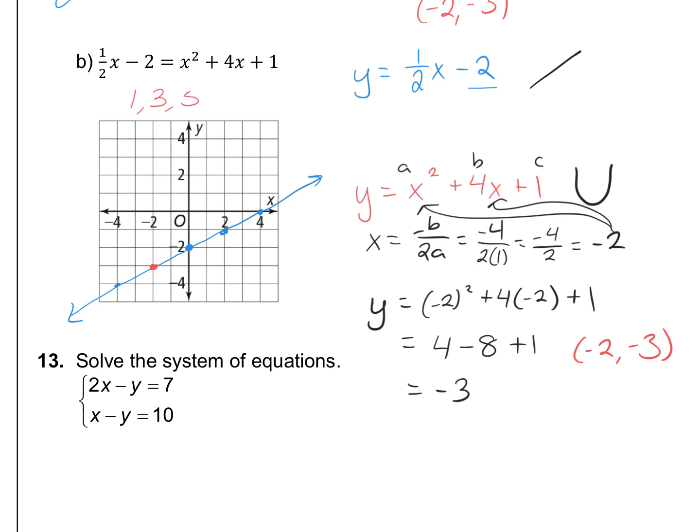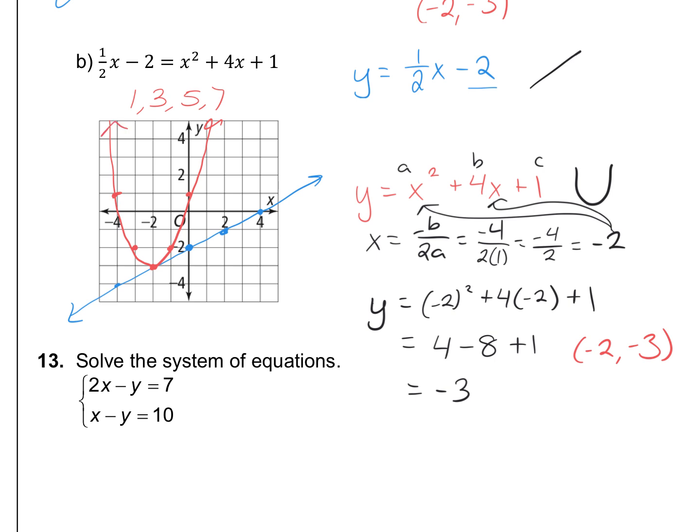Yep. 1, 3, 5, 7. So over 1, up 1; over 1, up 3; over 1, up 5. Yep. How do I get the other side? Same thing. Over 1, up 1; over 1, up 3. And then go ahead and draw your picture.